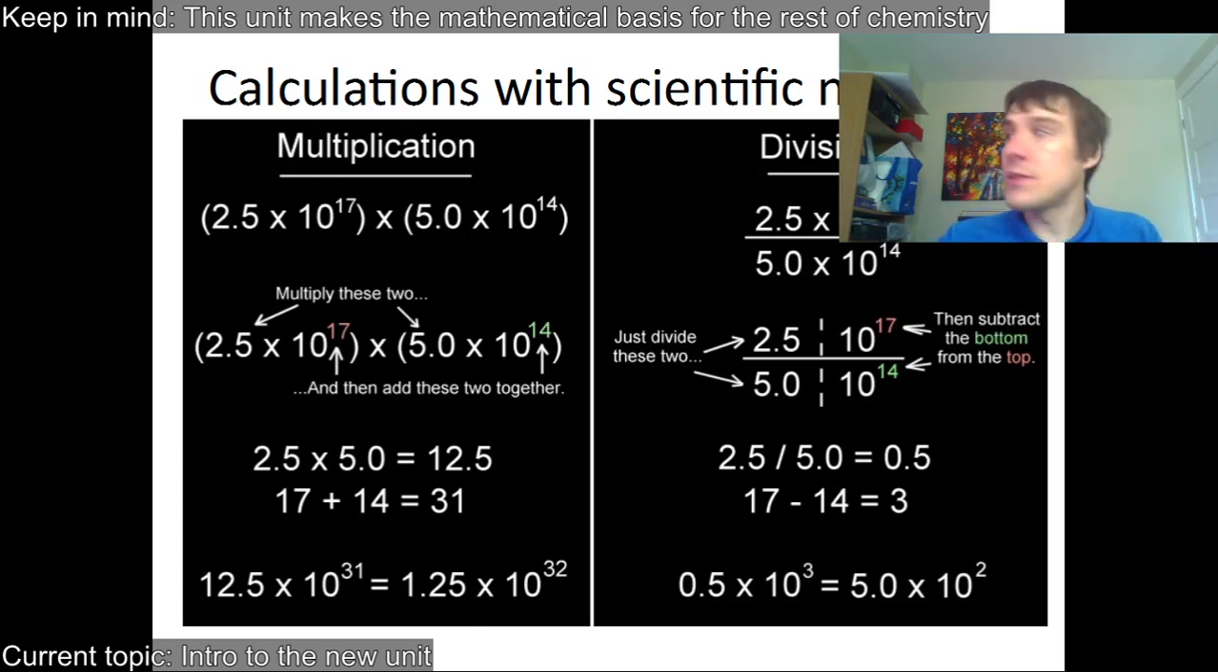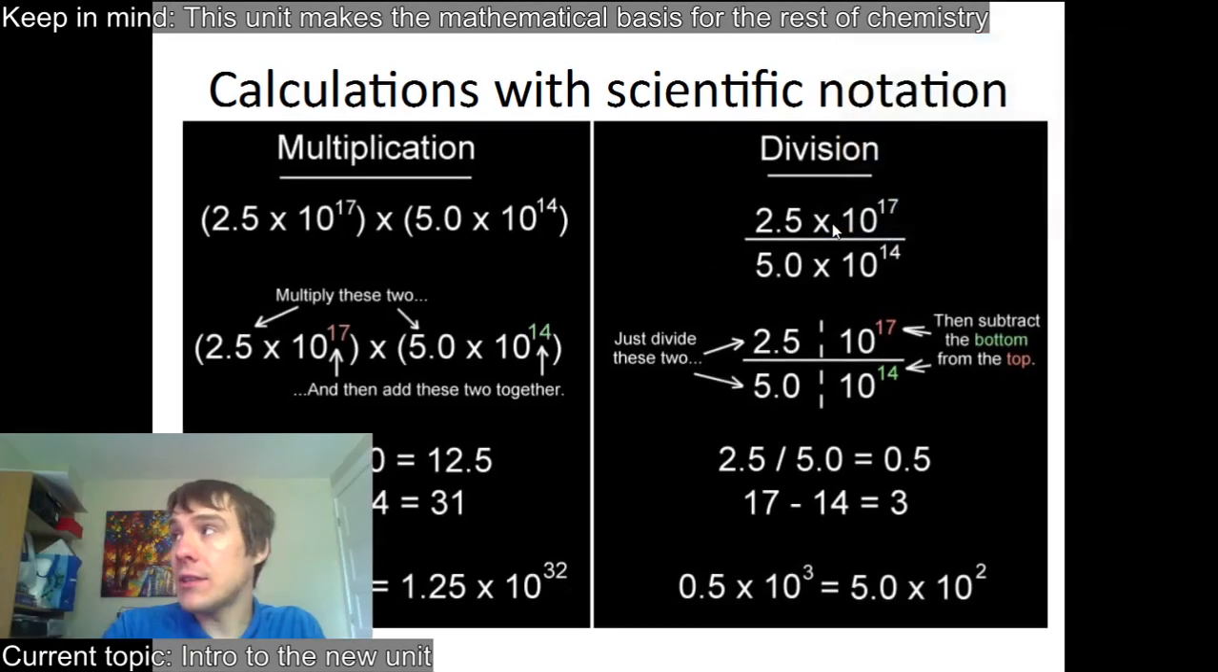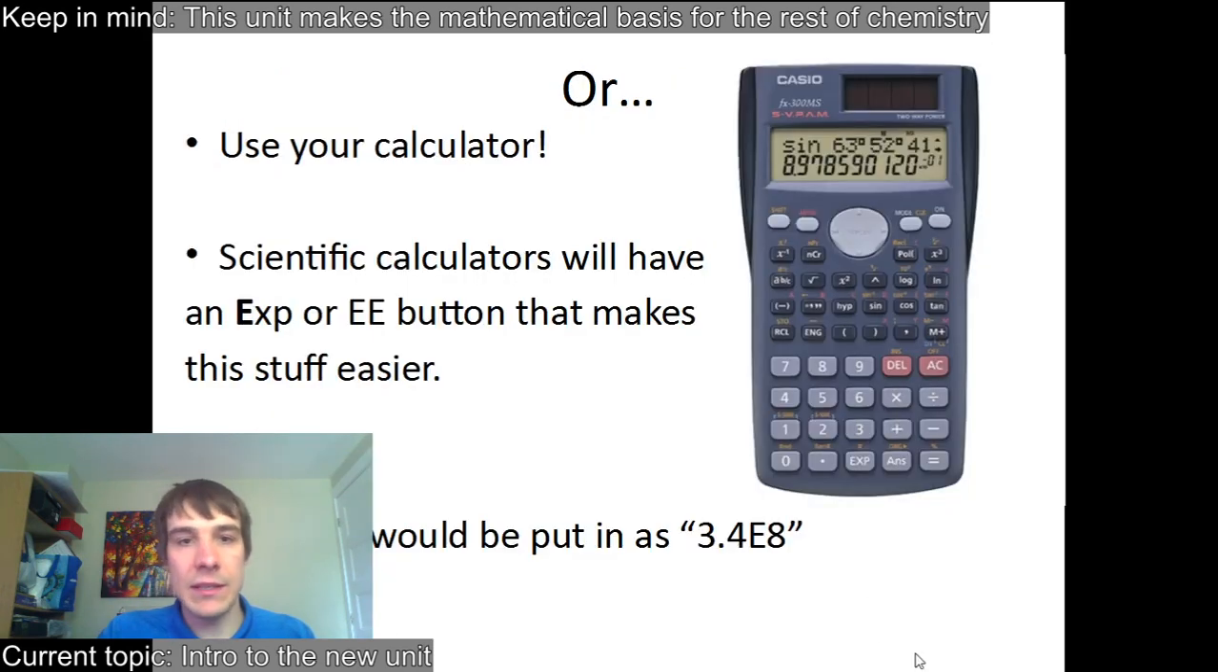It's kind of cool. Division works the same way. You can actually use powers of 10 for division. 2.5 times 10 to the 17 divided by 5 times 10 to the 14. You can just divide the 2.5 and the 5 and subtract the 17 and the 14. And you'll end up with 0.5 times 10 to the 3 or 5 times 10 to the 2. So that's kind of neat. Note that this is 5.0 times 10 to the 2. You might be wondering what's with the 0.0. We'll talk about that in a second.